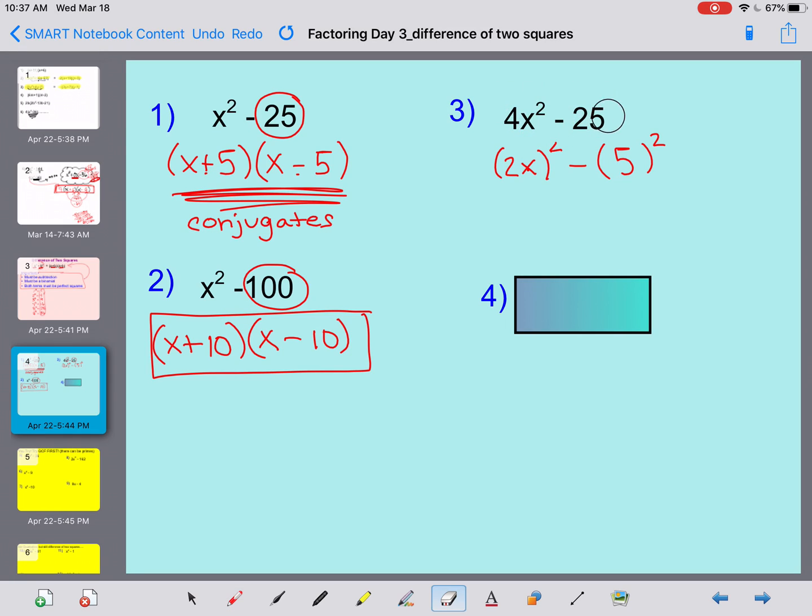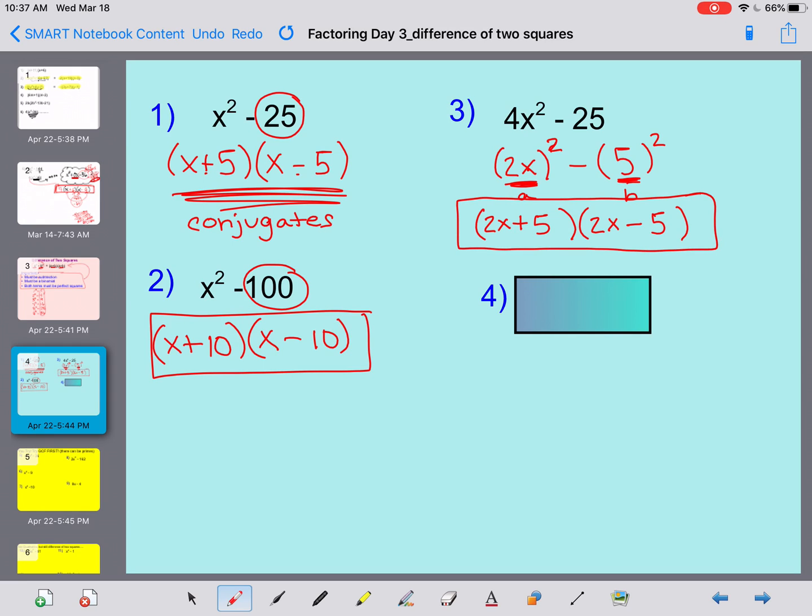So now, this is your a value in the formula. This is your b value in the formula. So double bubble, we could say a plus b, so 2x plus the b value of 5, and then a minus the b value of 5. Notice they're conjugates of each other. Same exact double bubble, just one is plus and one is minus.